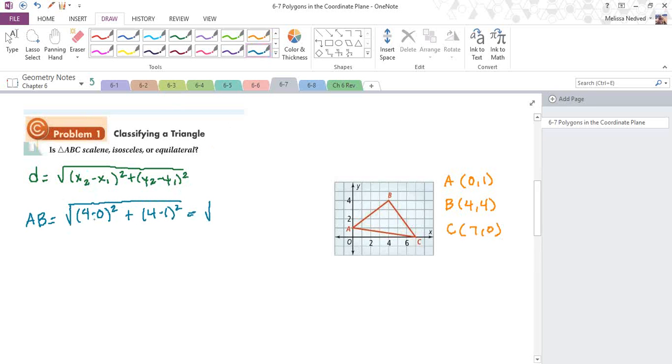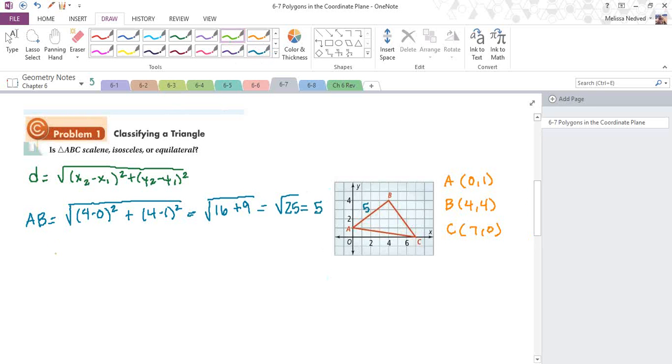And simplify, 4 minus 0 is 4. 4 squared is 16, so that first set of parentheses turns into 16. 4 minus 1 is 3. 3 squared is 9. So now underneath my radical, the name of our square root, I've got the square root of 16 plus 9. 16 plus 9 is 25. So I've got the square root of 25, and the square root of 25 is 5. So we've just found that AB has a length of 5.